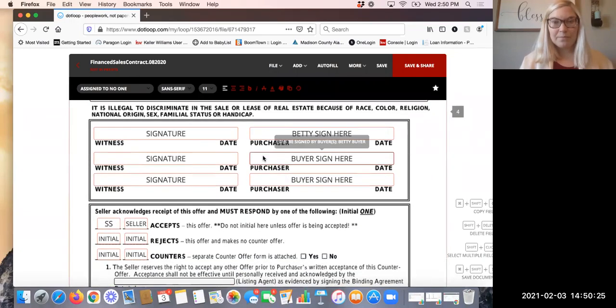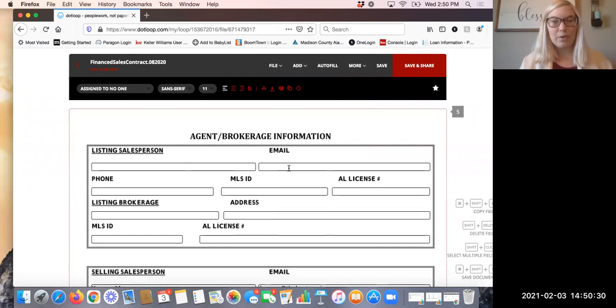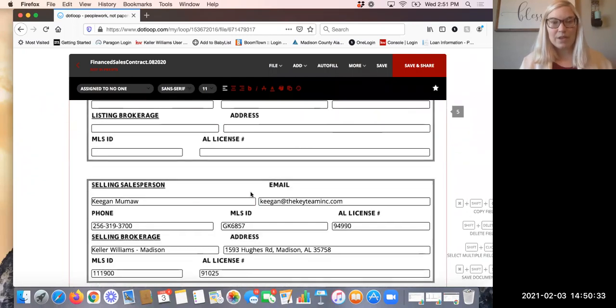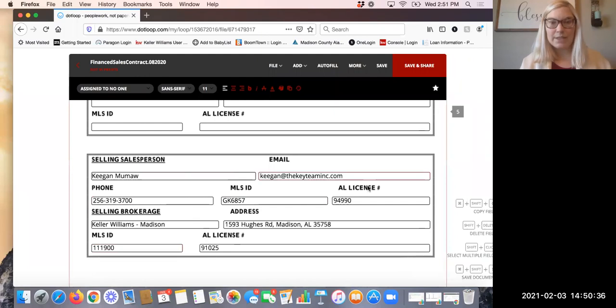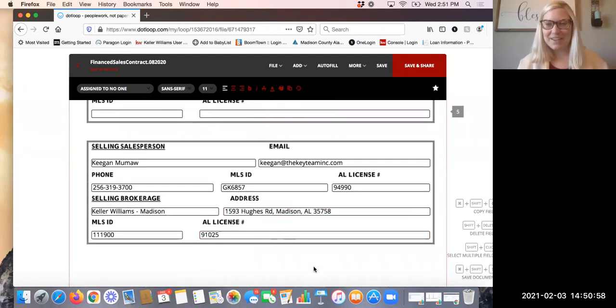At the bottom, you want to make sure where it says agent brokerage information, you want to fill this out. The salesperson, you can put your ID in there, your MLS ID and your license number. Our MLS ID is 111900. And our license number, I think I always get it confused, but I'm pretty sure it's 91025. So you always want to make sure you fill that out when you are writing an offer.